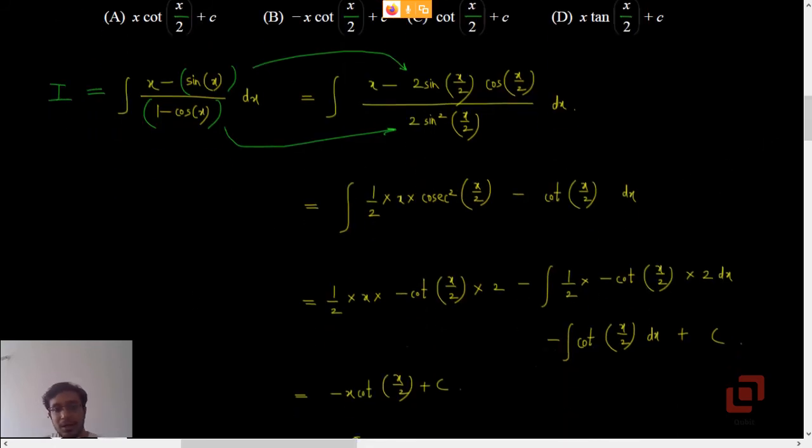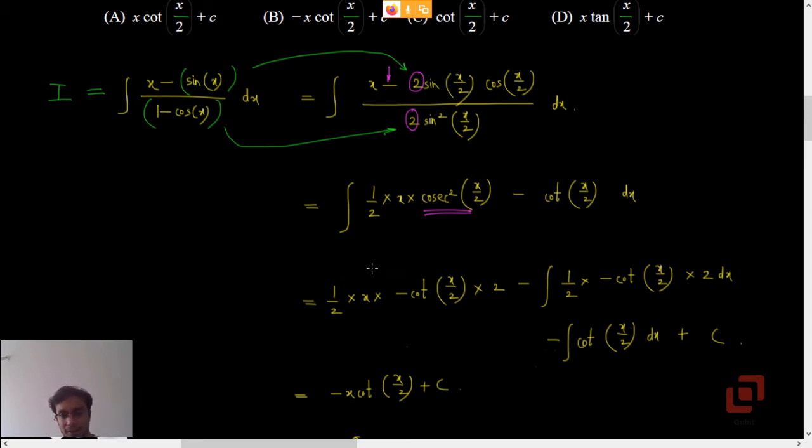Second step, split the numerator. First term will then be 1 by 2 into x into cosec squared x by 2, because we had 1 upon sin squared, so it can be written as cosec squared x by 2, minus, for the second term 2 will get cancelled, one of the sine terms will also get cancelled, so it will be cot of x by 2.